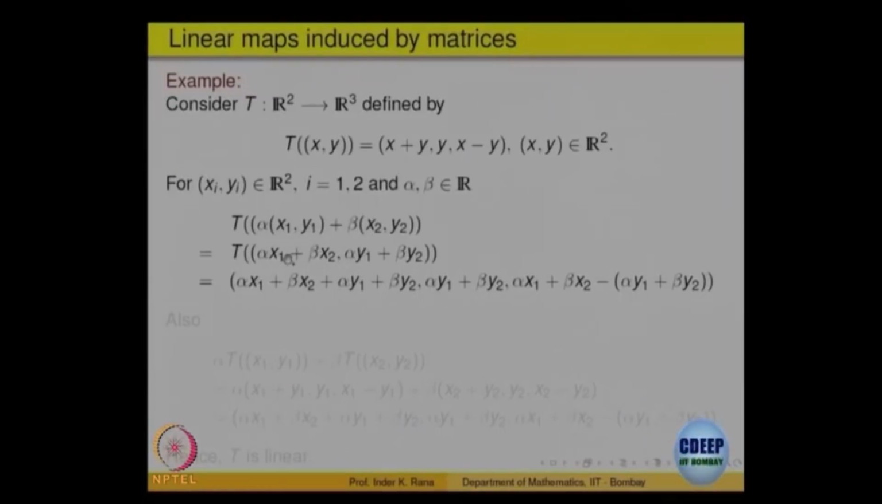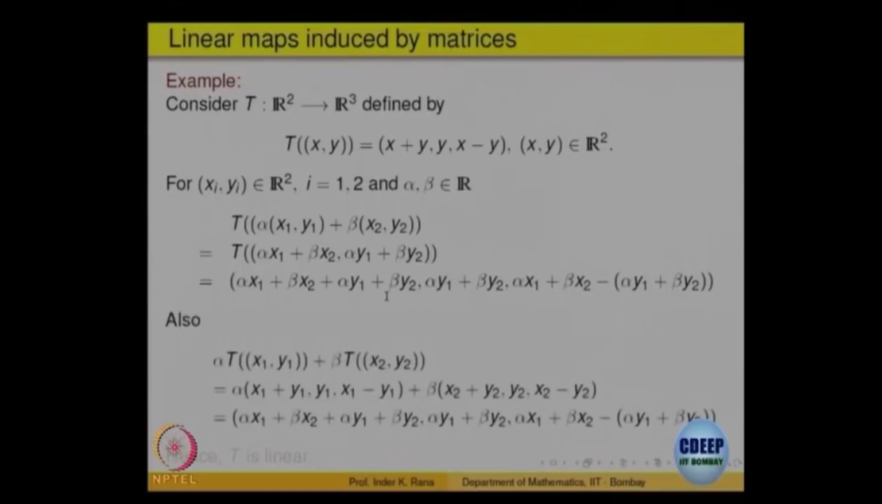So, if you add them, you will get alpha x1 plus beta x2, the first component, and the second component is alpha y1 plus beta y2. Now, T of that. So, what is T of an ordered pair? Add the x and y components, the y component remains as it is, and the third is x minus y. So this first component is alpha x1 plus beta x2 plus alpha y1 plus beta y2, the second remains as it is, alpha y1 plus beta y2, and the third is the difference of the two. So, that is the image of this, right.